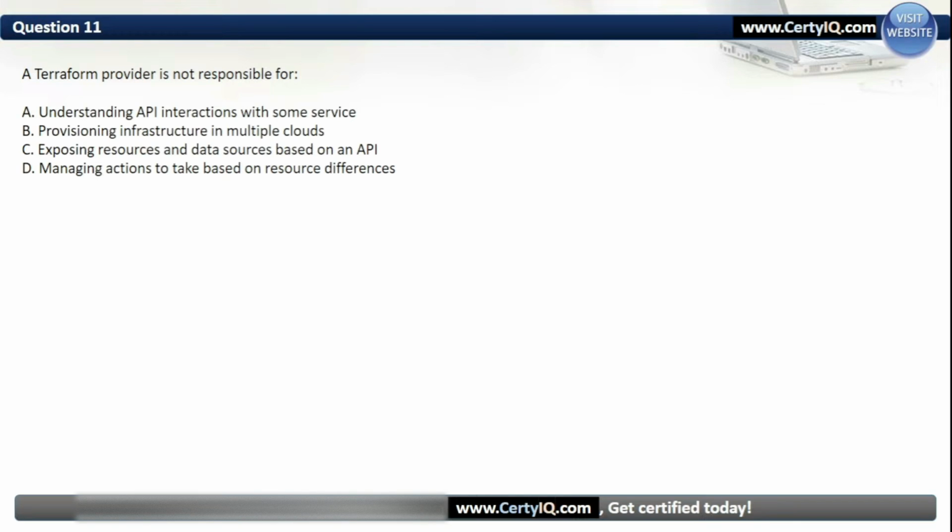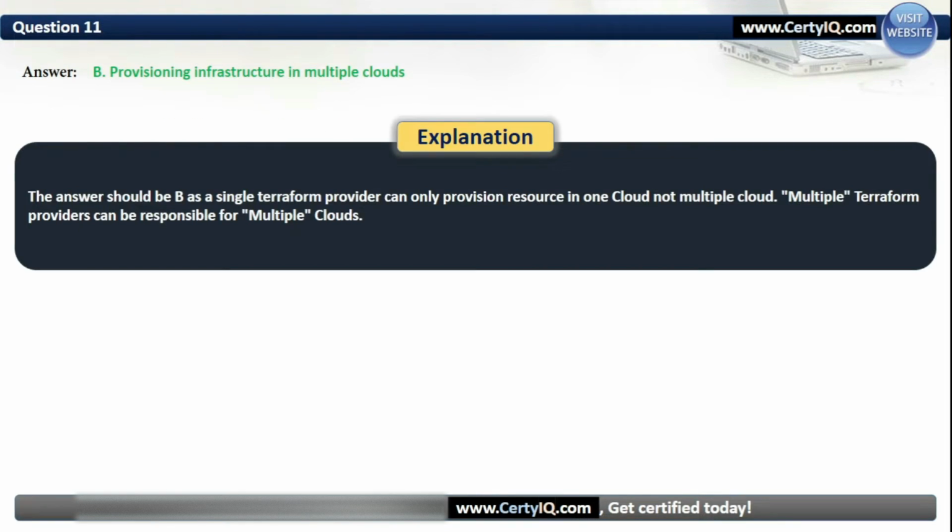Question 11. A Terraform provider is not responsible for. Our options are A. Understanding API interactions with some service, B. Provisioning infrastructure in multiple clouds, C. Exposing resources and data sources based on an API, or D. Managing actions to take based on resource differences. The correct option is B. Provisioning infrastructure in multiple clouds. The answer should be B, as a single Terraform provider can only provision resources in one cloud, not multiple clouds. Multiple Terraform providers can be responsible for multiple clouds.